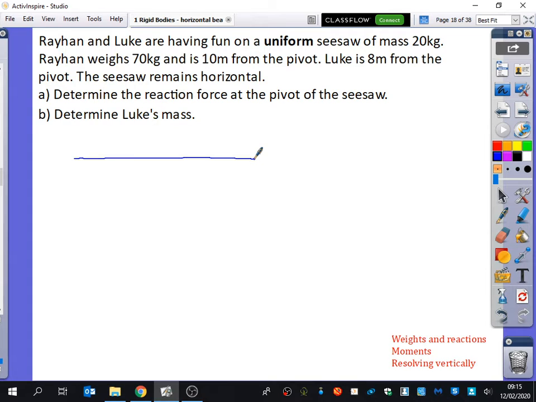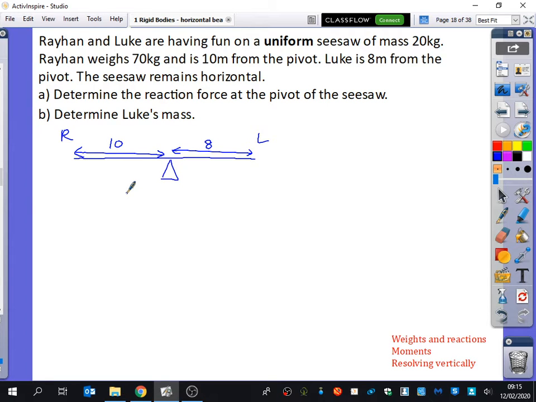So where should I put the pivot? Which end is it closer to? If I'm going to have Rayhan on this end and Luke on this end, it's closer to Luke, isn't it? Because it says that the pivot is 8 meters away from Luke. So I'm going to put the pivot point there, and this distance is 8 meters. And we've also seen that Rayhan is 10 meters away from the pivot point.